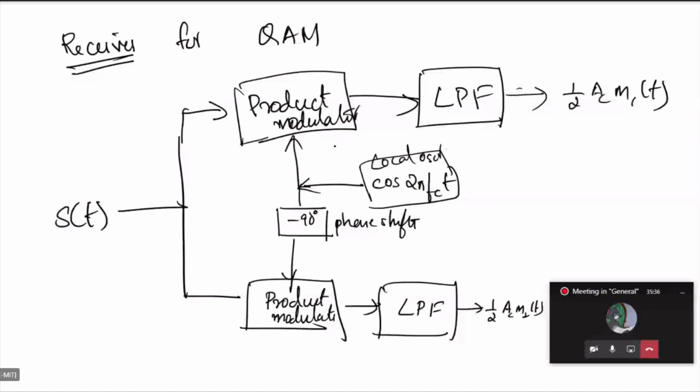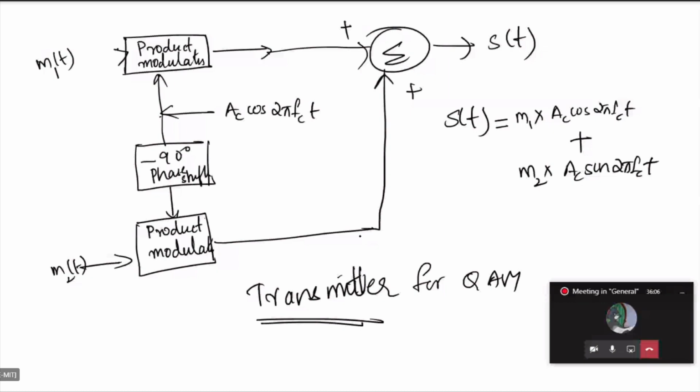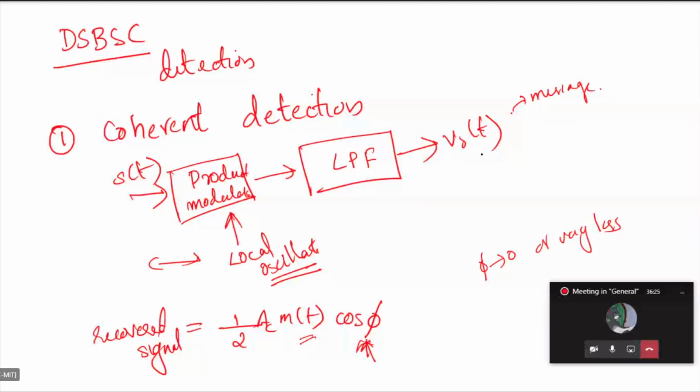Ma'am, why do we need to generate cos 2 pi fc t when we are receiving the signal? The signal which we require is half Ac m1(t), right? We need to recover, yes. Actually, what we need is m1(t). This is our message signal. So the carrier cos 2 pi fc t from the transmitter end needs to be removed, right? How to remove it? See, this is a transmitter, and you have this multiplexed signal. How to remove it? That is exactly what happens in coherent detection also.